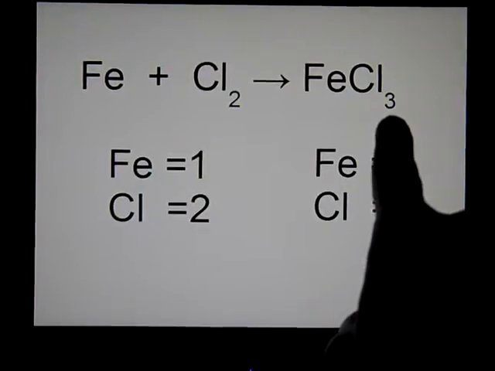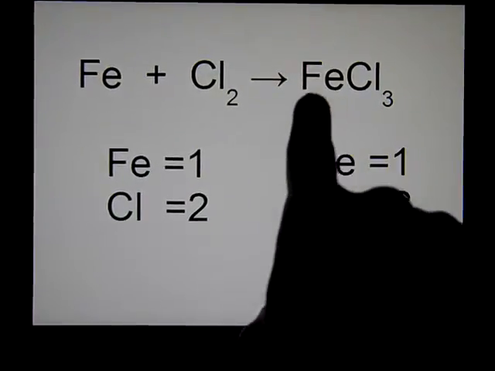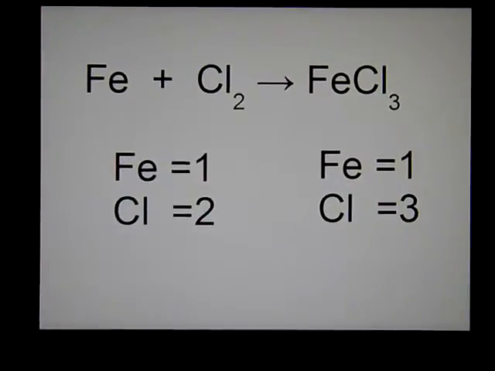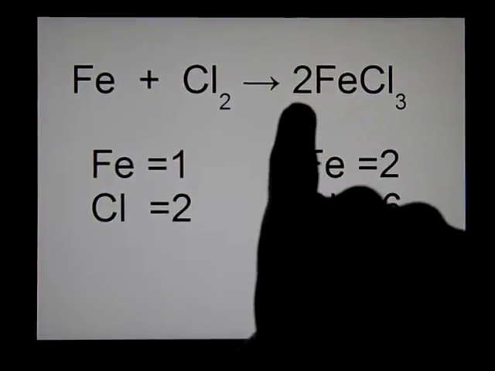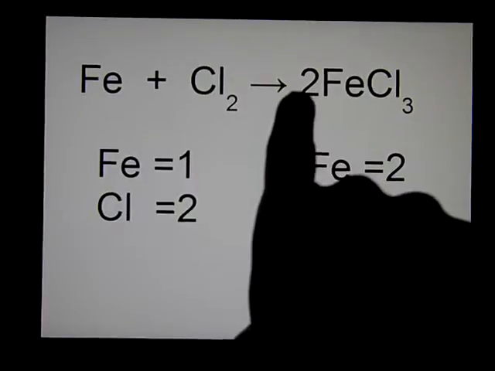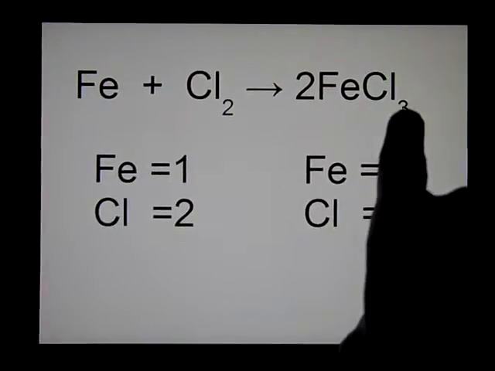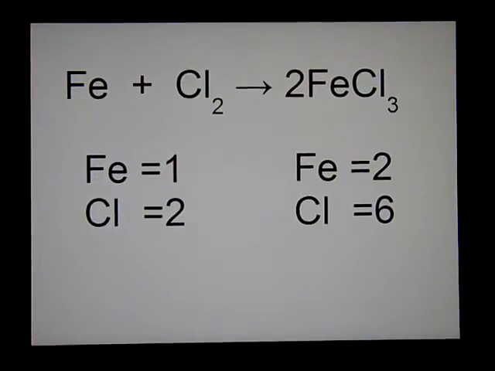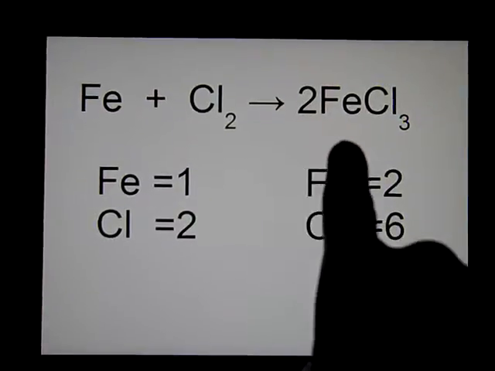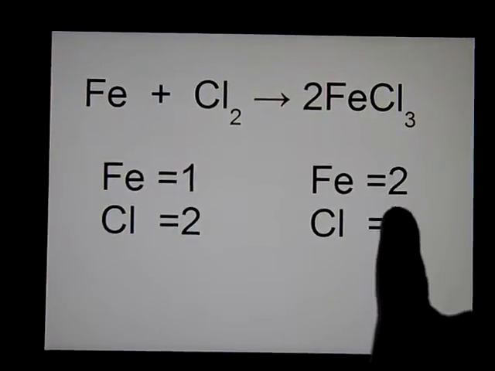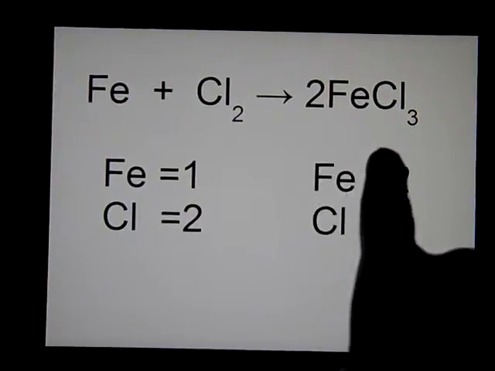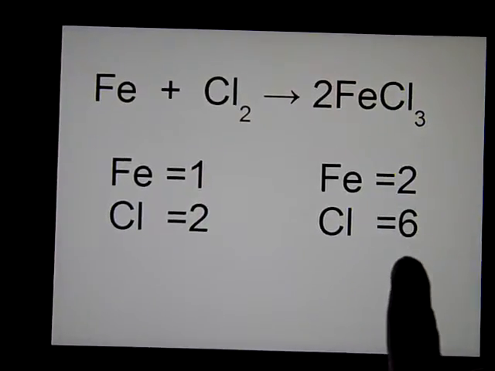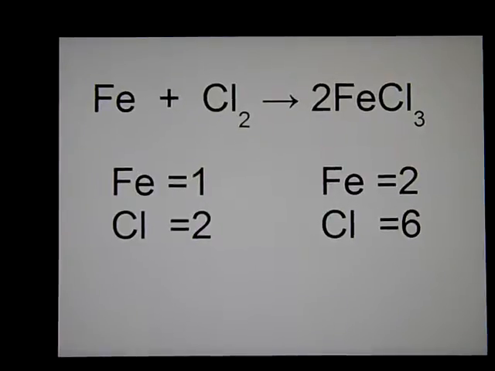We'll do that by multiplying that subscript 3 by a 2. And we're going to write it in front of the compound as a coefficient. And there it is. Coefficient 2. It distributes all the way through the formula. It's just like using the coefficient in math. So we'll take 2 times 1 for 2 irons. 2 times 3 for 6 chlorines.